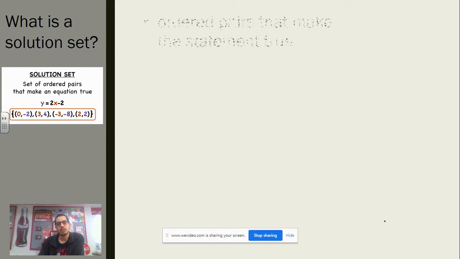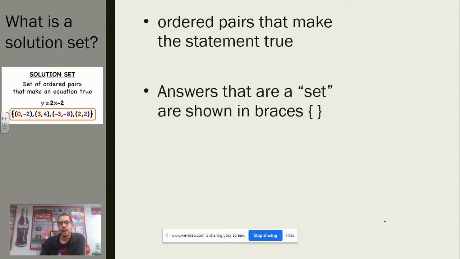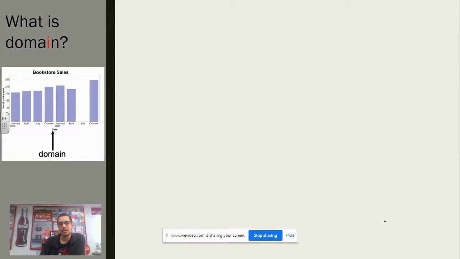What is a solution set? Well, a solution set are ordered pairs that make your equation, that make your function or your relation true. And your answers are going to be put in set notation. They're going to be written in braces.